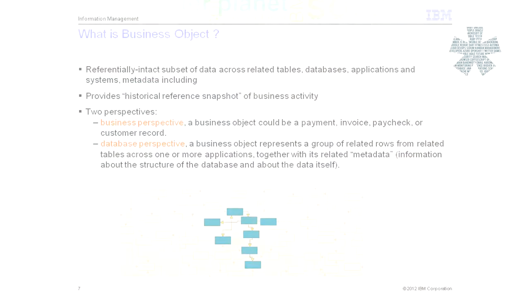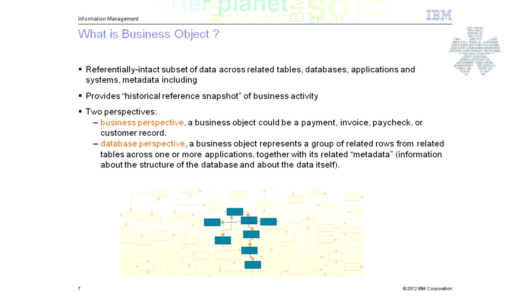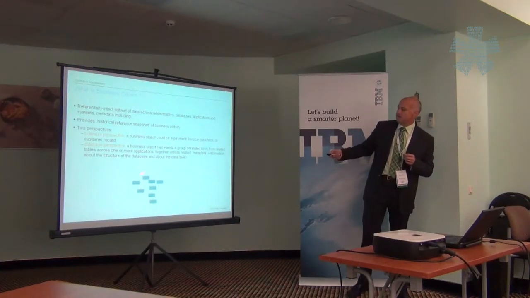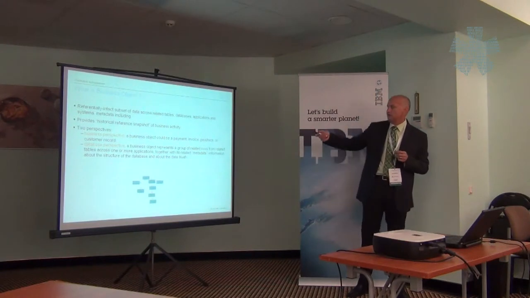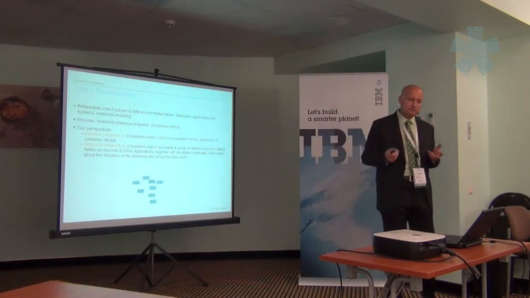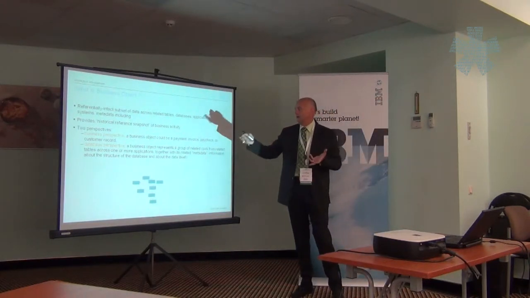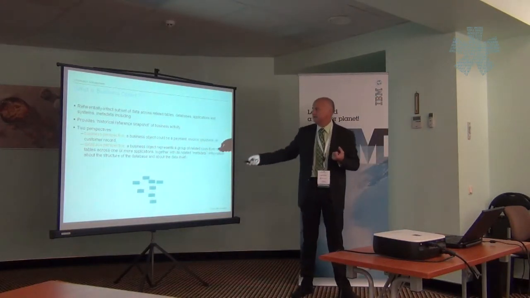So first, before continuing, we should explain what a business object is. A business object is a subset of the DB schema, again, something is not displayed correctly, which has defined some relationships. So there are relationships among tables, databases, applications, etc. It provides historical reference snapshots of some activity.